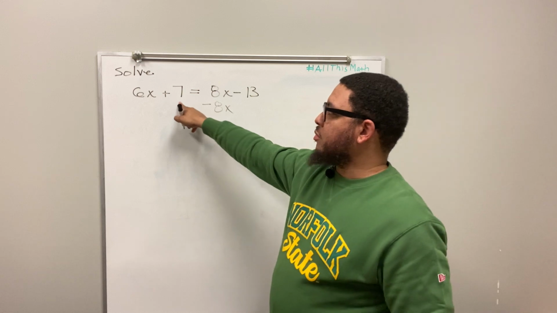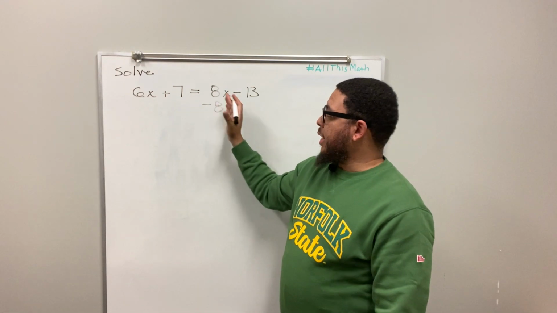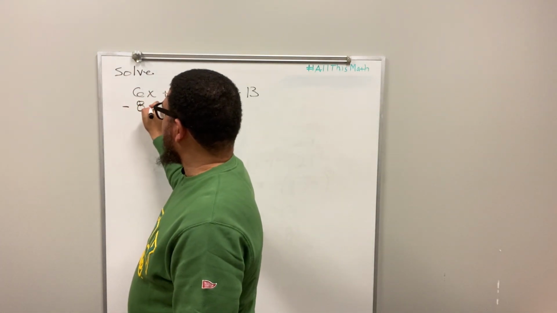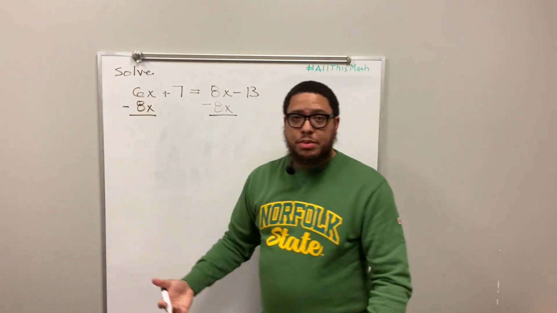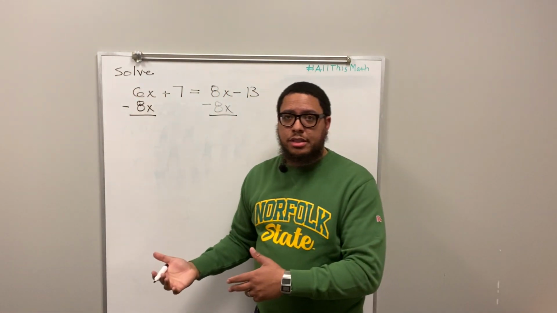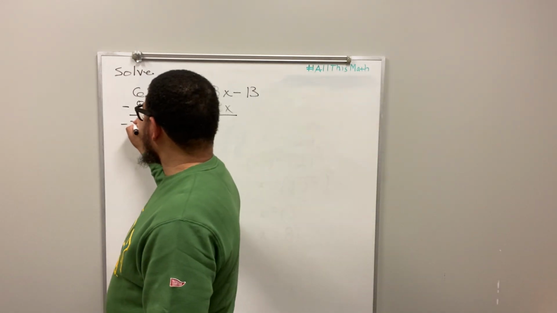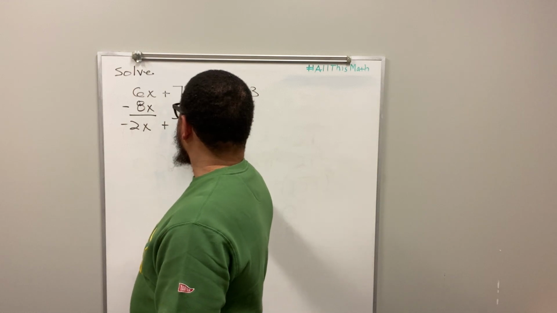Now, I can't subtract from 7 because that's not a like term. That's apples and oranges. X's need to be subtracted from x's. So under the 6x, I write minus 8x. Now, I got to do my arithmetic. 6x's minus 8x's leaves me with negative 2x's. So I got negative 2x, right? Bring down the plus 7. Bring down the equal sign.